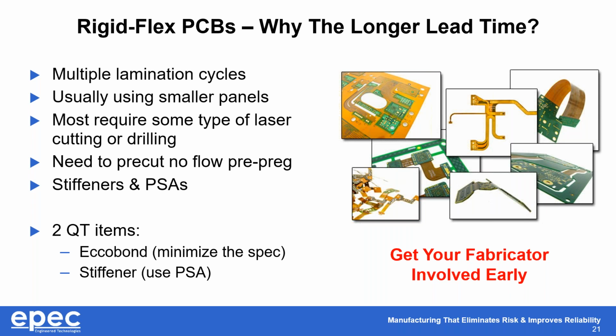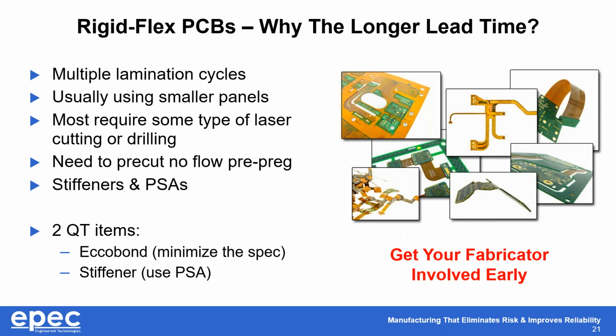Two items to help, okay, when you're looking for quick turn, all right? Number 1 is Echo Bond. If you're looking at Echo Bond where the flex and the rigid part come together, you're better off on a quick turn to either try to do it yourself or minimize the specification, because it's really time sensitive when you have to do that by hand. And then the second thing is stiffeners.